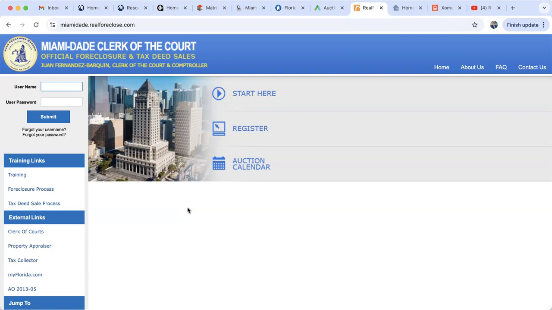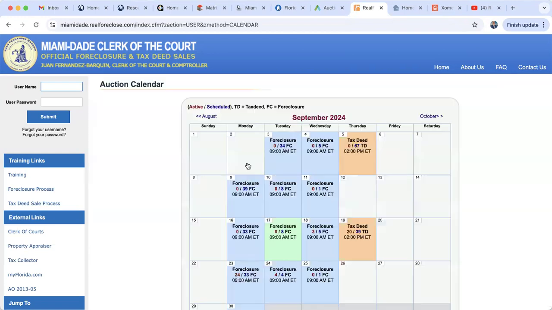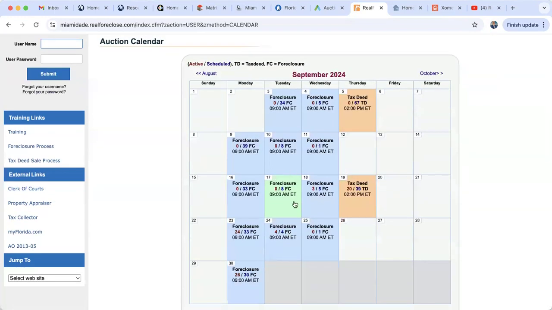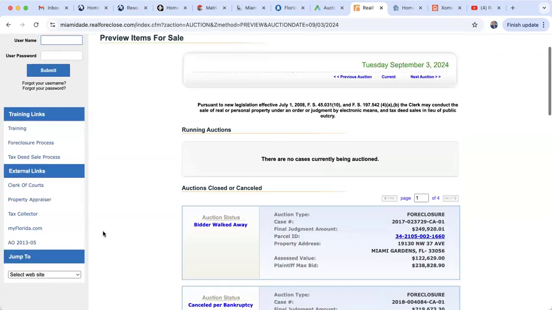This is one place where you can go to the auction calendar and you can see what is up for auction in Miami-Dade County. Notice Thursdays are reserved for tax deed sales. So when a tax lien is for sale, you'll find it on Thursdays. And then all the other days are regular auction days. If you have any questions on how this works, let's go ahead and check what happened on Tuesday, September 3rd.